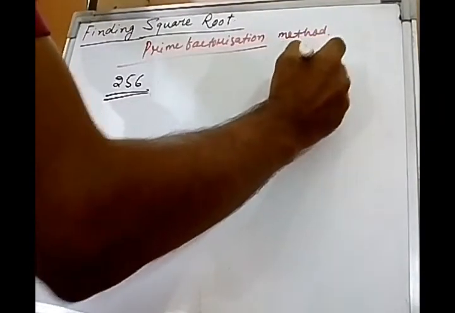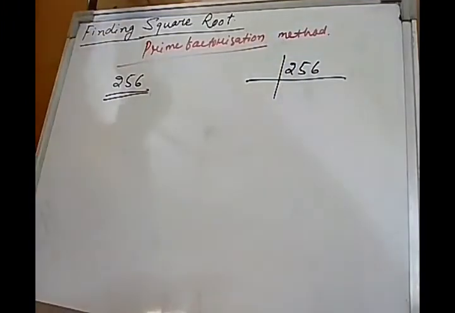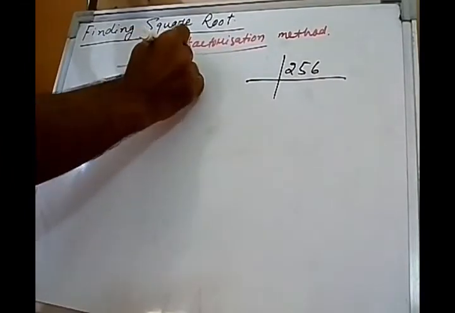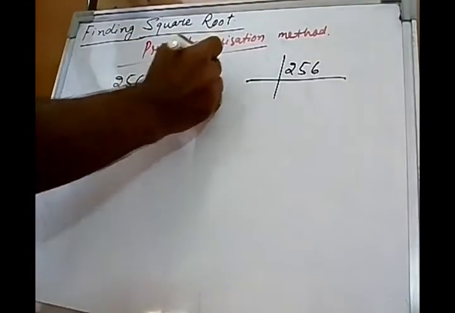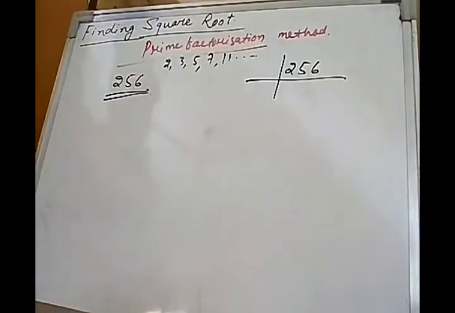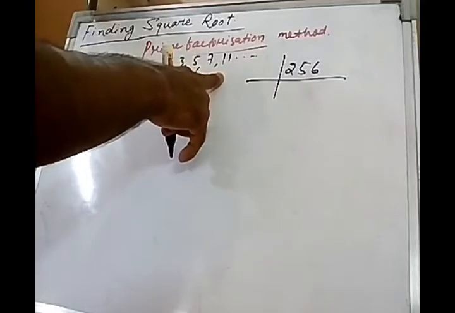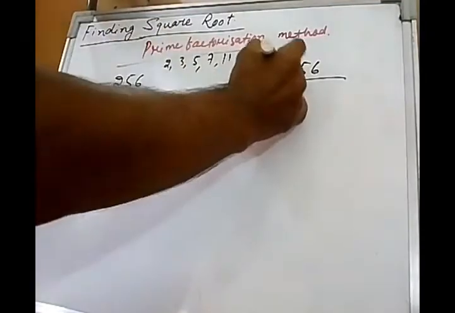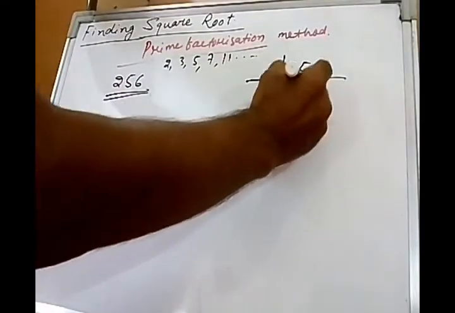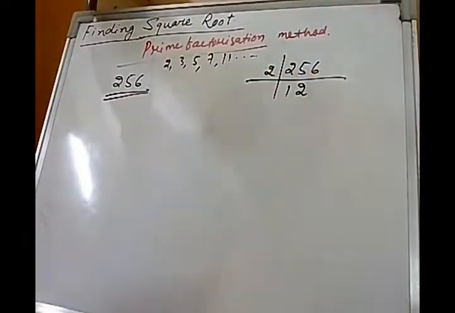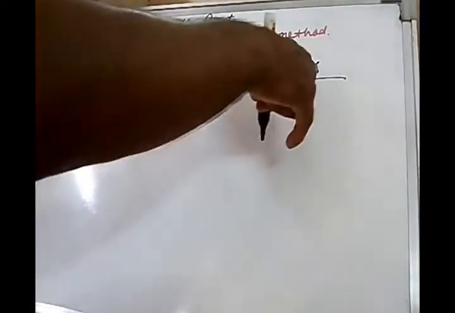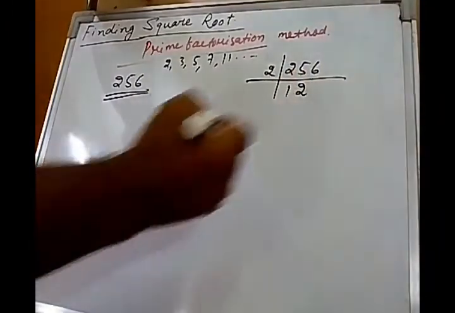For 256, as we know, all the prime numbers start from 2, 3, 5, 7, then 11 and so on. We have to take from smaller to bigger, so the first one is 2. We will divide: 2 ones are 2, next digit is 5, so 2 twos are 4, 5 minus 4 is 1. Next remainder is 1 and next digit is 6, so it will become 16.